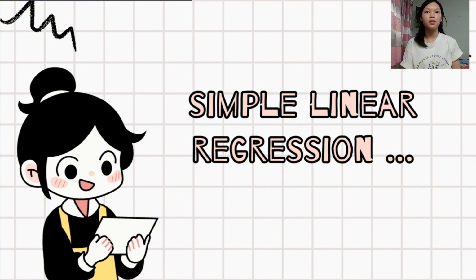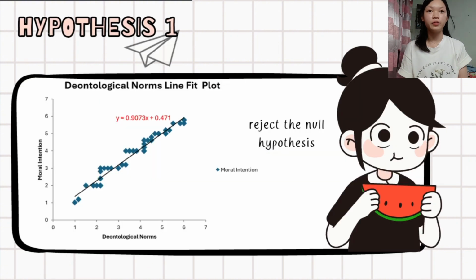Next is a simple linear regression. For hypothesis 1, the linear regression model is significant, rejecting the null hypothesis because the p-value is less than or equal to alpha value 0.05. This is the possible correlation between the deontological norm and the moral intentions. If the deontological norm increases, the moral intention to use the ChatGPT ethically will increase.